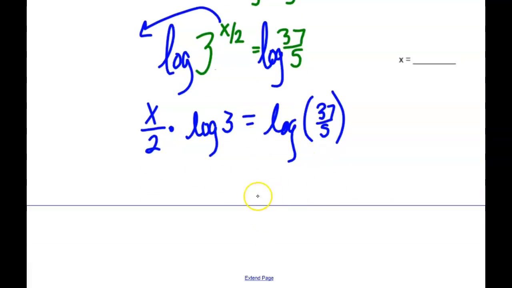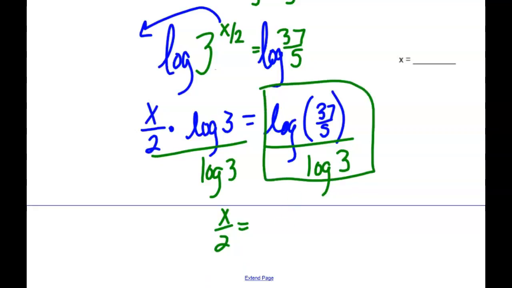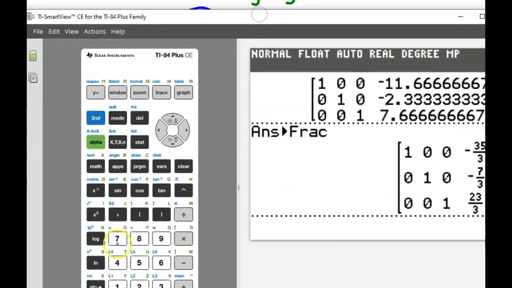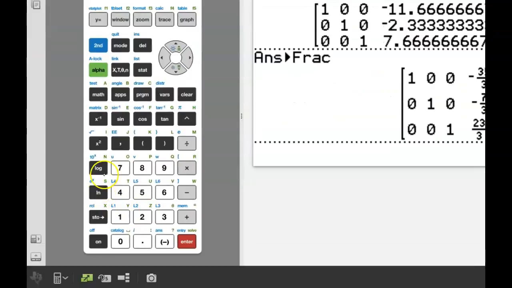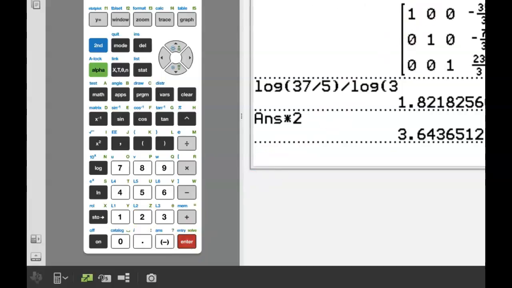This is an algebra 1 equation, guys. They may not know what log is, but they know how to solve to get rid of multiplying. You do what? Divide. That leaves an x over 2, which if you type all this in, I want to push this one. What was it? Log of 37 over 5, and then close parenthesis divided by the log of 3? Thank you. Okay, and then when we're all done, we got to get rid of a divided by 2, so we need to multiply by 2. So it was 1.82 and then 3.64.